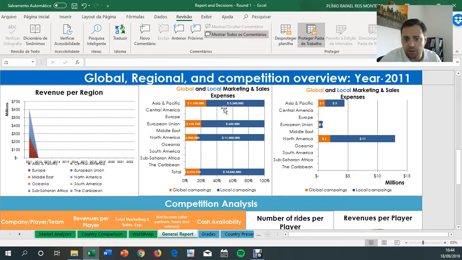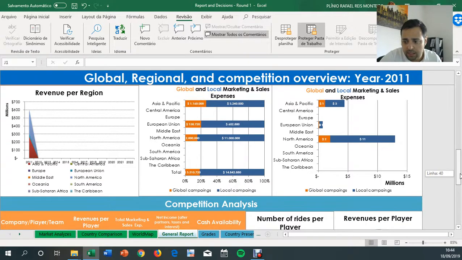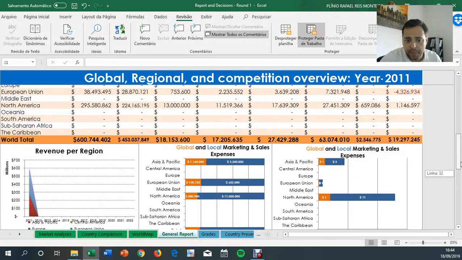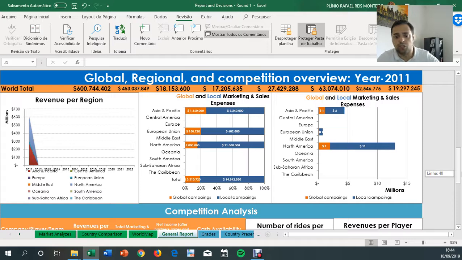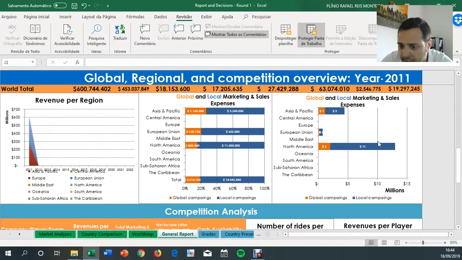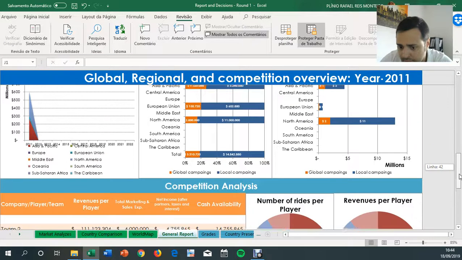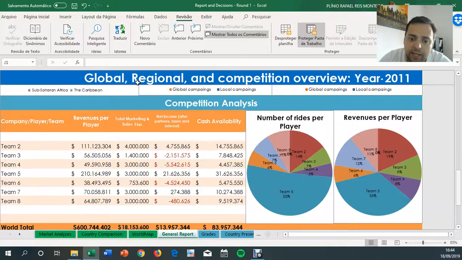As you can see here, the majority of companies are spending a lot of money on local marketing campaigns. And also you will find that companies spent about 18 million dollars on marketing in the first round. And the majority of the expenses are done on North America. And finally, here you see the competition analysis, where you can have a general overlook of each team competing.